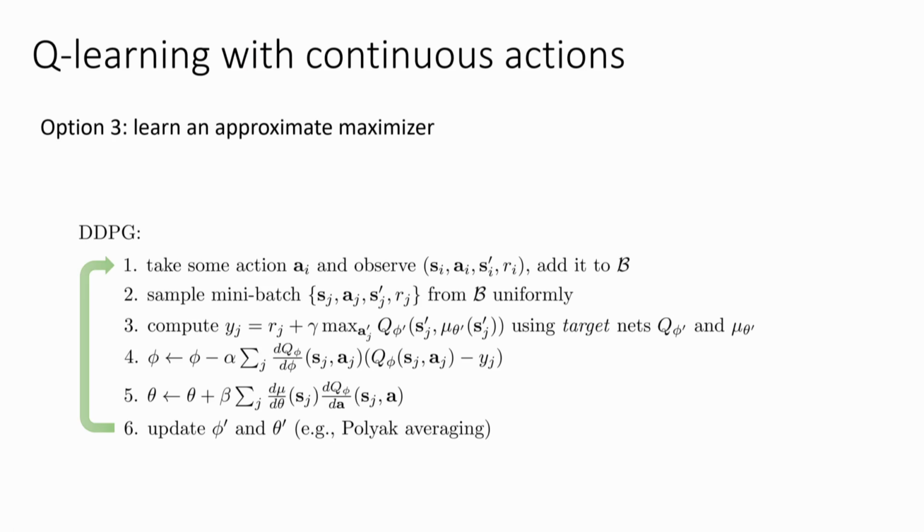Any other lingering questions about continuous actions? Yes? In step 5, is the A the particular action that maximizes this? Right. So the question is, which A do you plug in? You plug in the A from mu. So this is basically the derivative of Q phi of S comma mu of S.